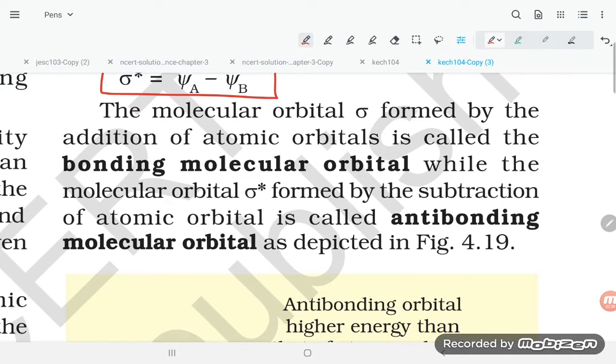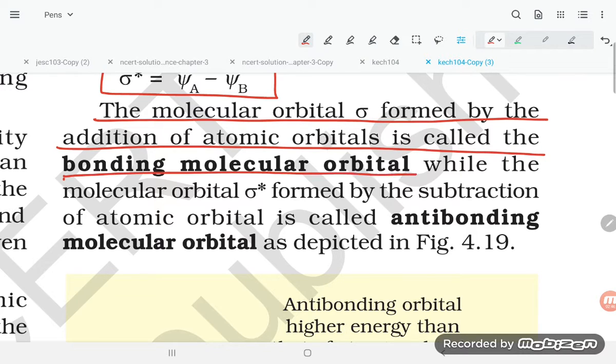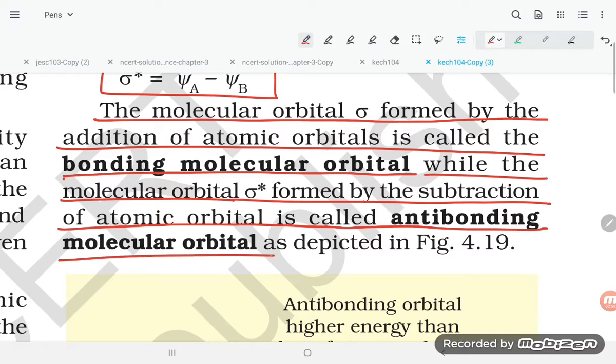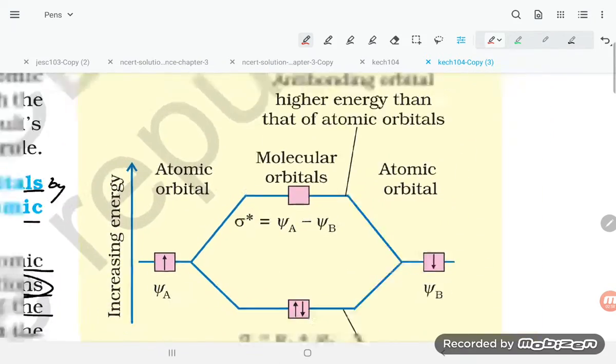and sigma star is equal to psi A minus psi B. The molecular orbital sigma, formed by the addition of atomic orbitals, is called the bonding molecular orbital, while the molecular orbital sigma star, formed by the subtraction of atomic orbitals, is called the anti-bonding molecular orbital, as depicted in the figure.